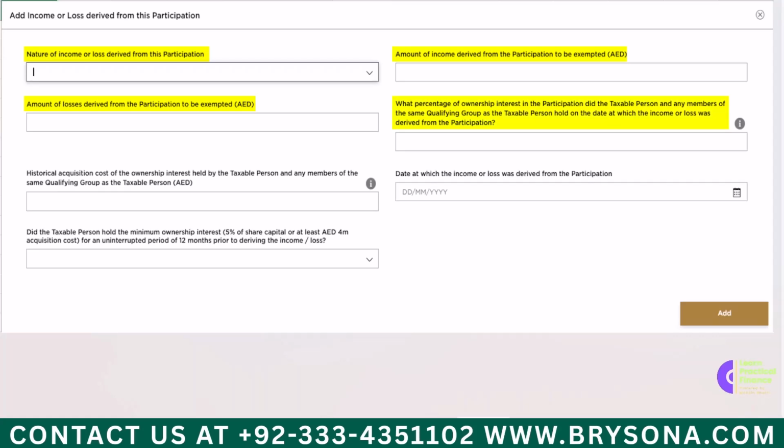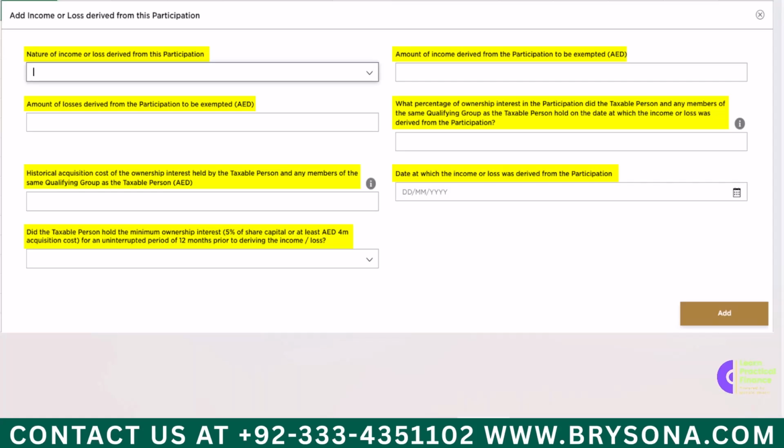The fourth one is what percentage of ownership interest in the participation did the taxable person and any members of the same qualifying group as the taxable person hold on the date at which the income or loss was derived from the participation. The fifth one is historical acquisition cost of the ownership interest held by the taxable person and any members of the same qualifying group as the taxable person. The sixth one is date at which the income or loss was derived from the participation.